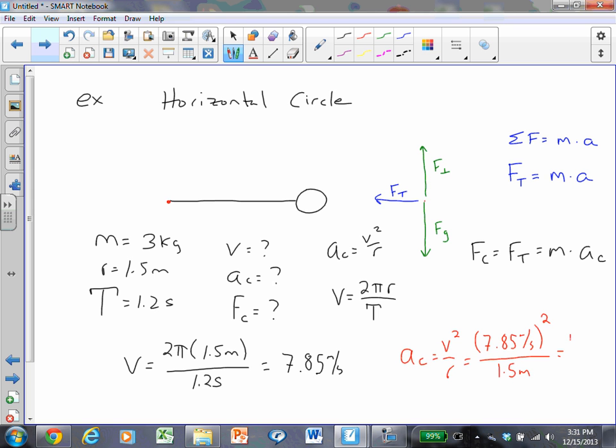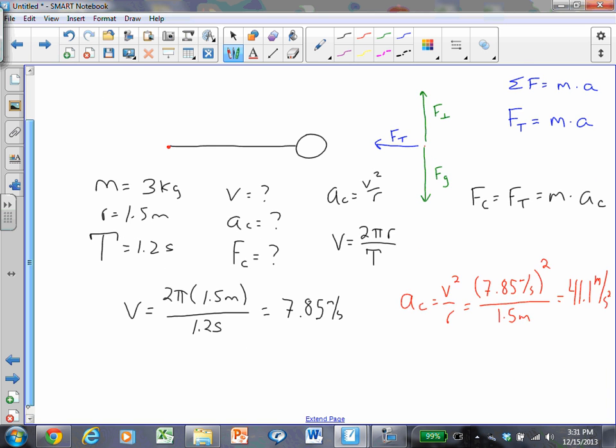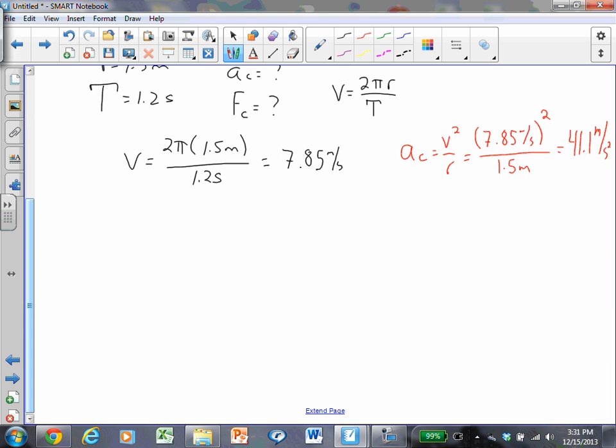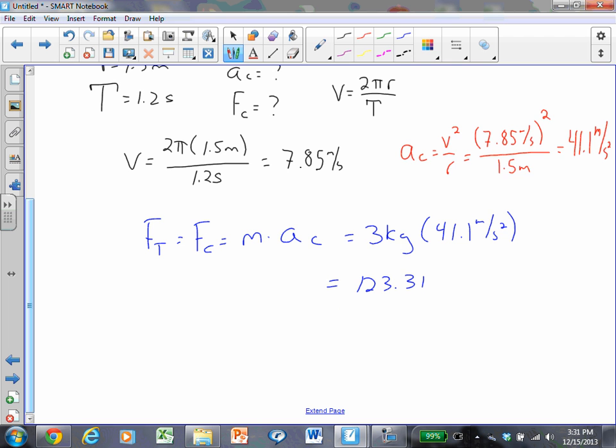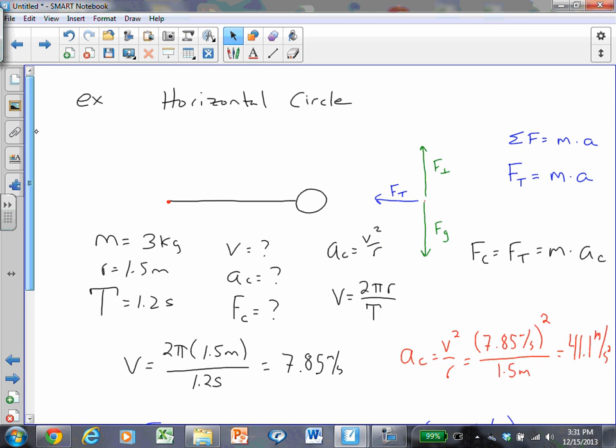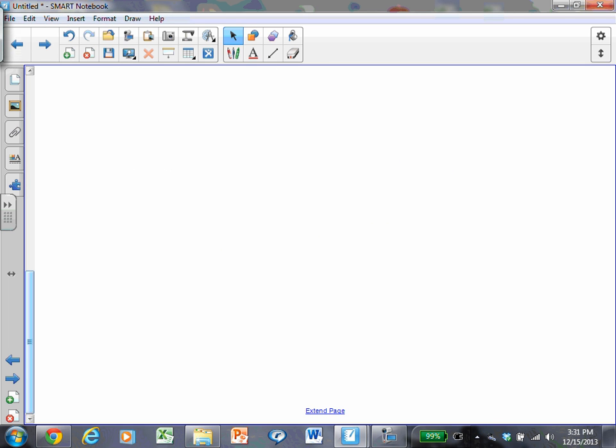Or 41.1 meters per second squared. And then Ft, which equals Fc, equals m times ac, and the mass is 3 kilograms times 41.1 meters per second squared, so 123.3 newtons for our centripetal force, which happens to be, in this case, the tension in the cable, or the rope, or the string. How about a vertical circle one?